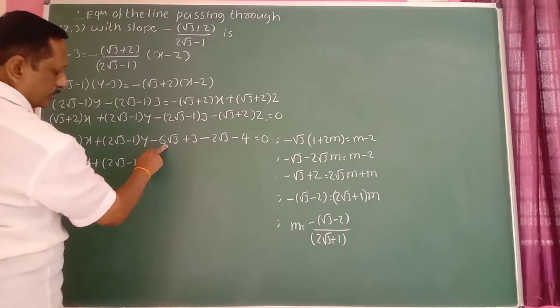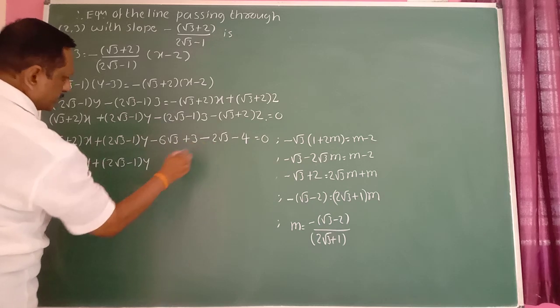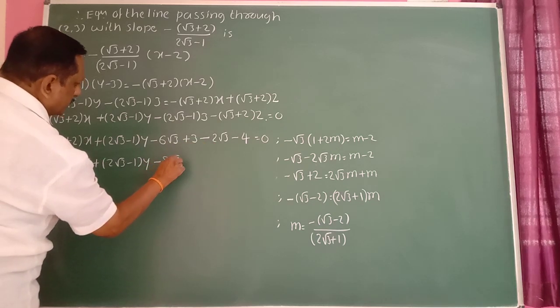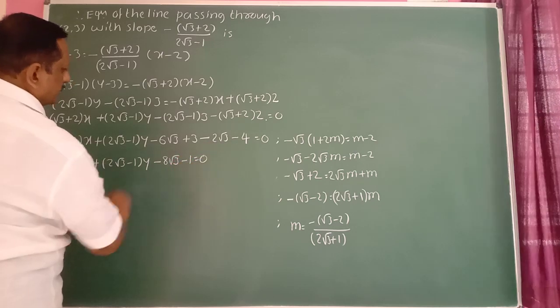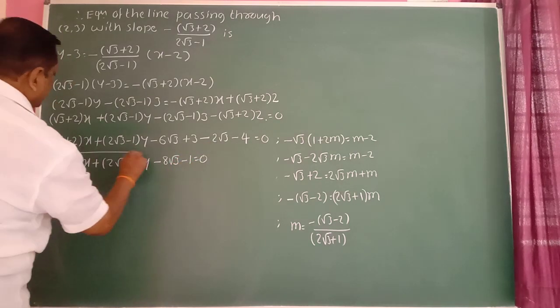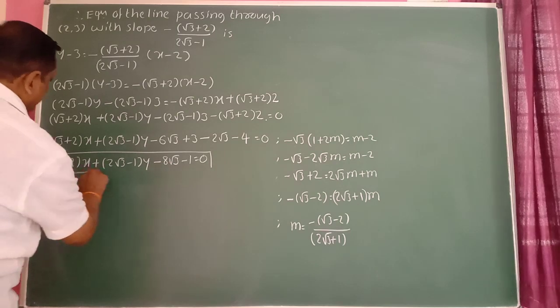Yes, (root 3 plus 2) into x plus (2 root 3 minus 1) into y, minus 6 root 3 minus 2 root 3, minus of 8 root 3, and 3 minus 4 gives minus of 1, is equal to 0. So this is one line here.